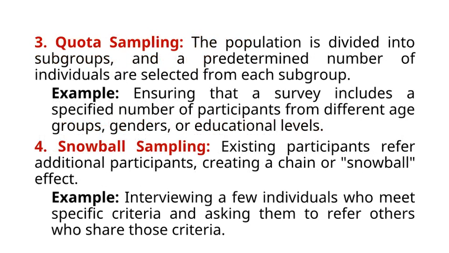3. Quota sampling. The population is divided into subgroups, and a predetermined number of individuals are selected from each subgroup. Example: ensuring that a survey includes a specified number of participants from different age groups, genders, or educational levels. 4. Snowball sampling. Existing participants refer additional participants, creating a chain or snowball effect. Example: interviewing a few individuals who meet specific criteria and asking them to refer others who share those criteria.